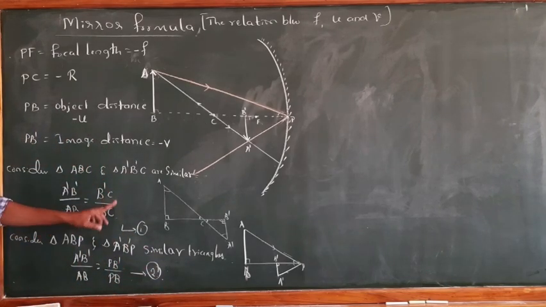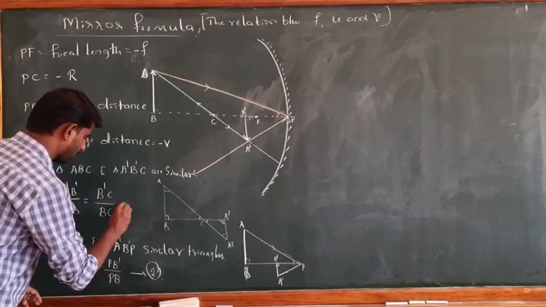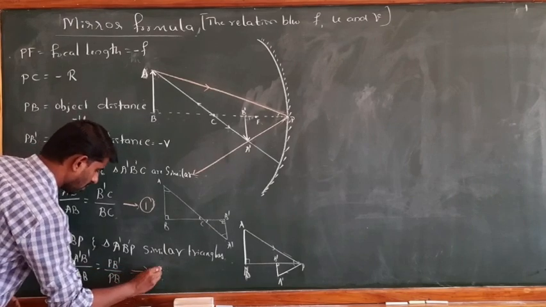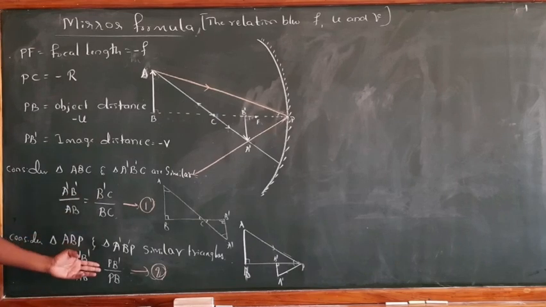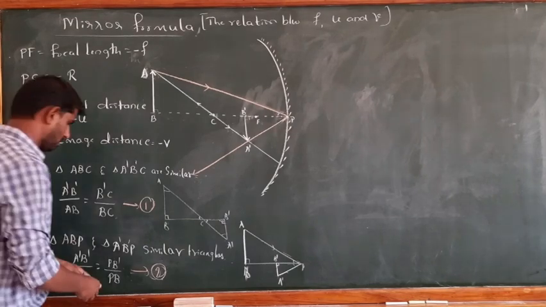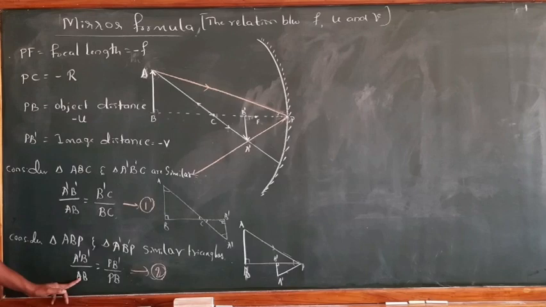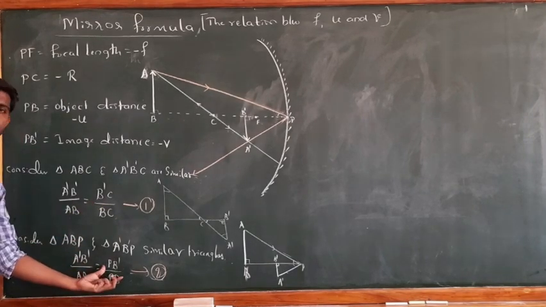Observe equation 1 and equation 2. The LHS of these two are the same, so their RHS are also the same. I equated it: A dash B dash by AB, and here also A dash B dash by AB. This ratio must be equal to this one.